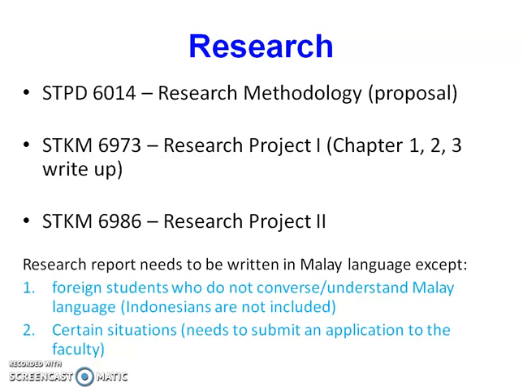From the list of subjects that I have shown before, there are 3 subjects related to your research. The first one is STPD 6014, the second one is STKM 6973, and the last one is STKM 6986. STPD 6014 is actually about your research proposal. This is a prerequisite to the next 2 subjects. This means that you cannot proceed to undertake the next 2 subjects without registering this subject. However, you can undertake this subject together with STKM 6973 Research Project 1, which is a write-up of Chapter 1 to 3. STKM 6986 is basically the research project itself.